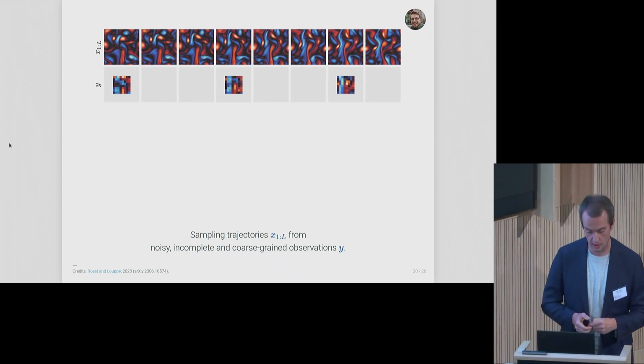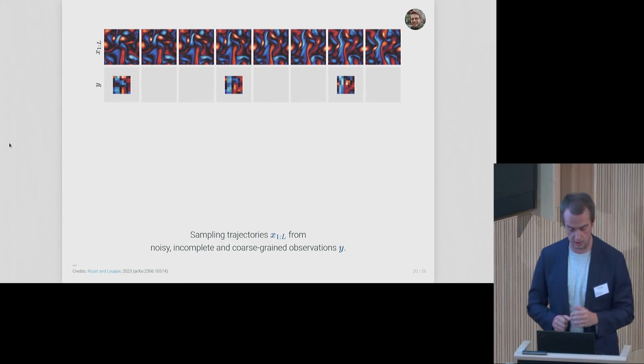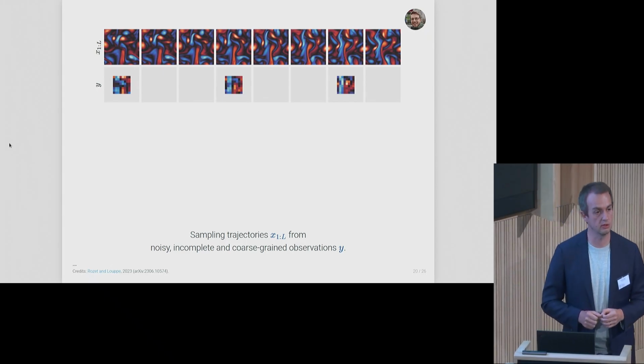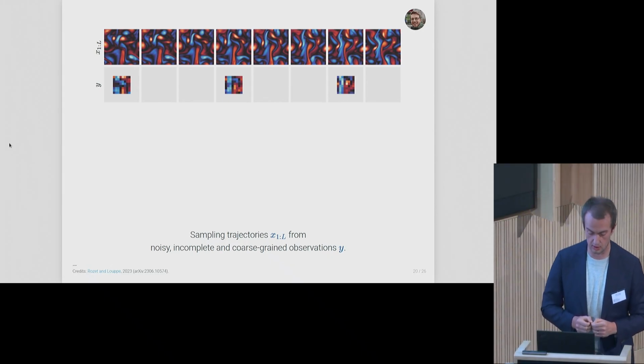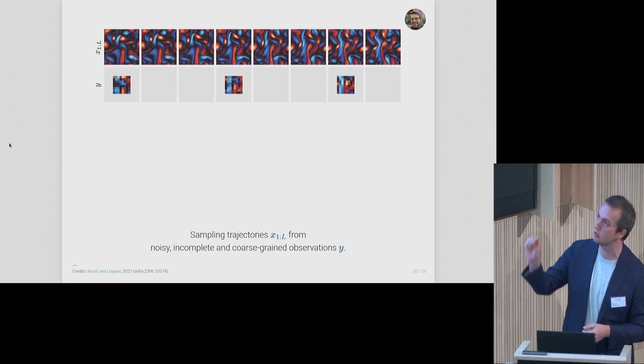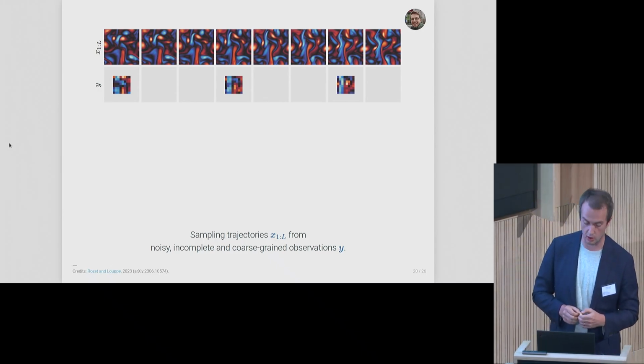You see that we don't have observations at every step. We only have observations at the first, the fourth, and the seventh step. We don't observe the entire field. And when we observe something, we only observe it at a low resolution. You see pixels in the Y row that you don't see in the upper row.